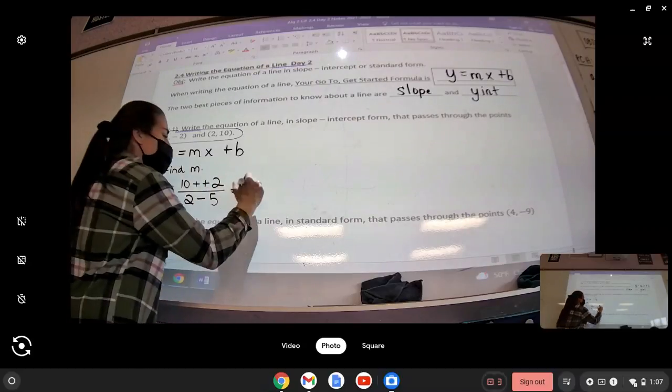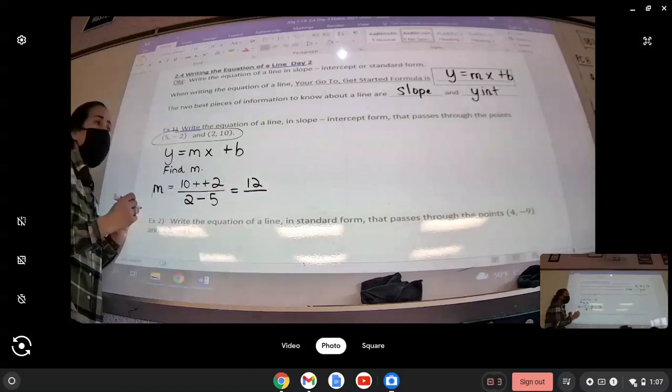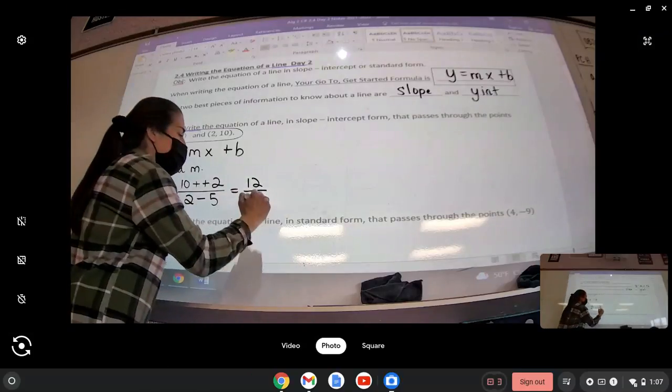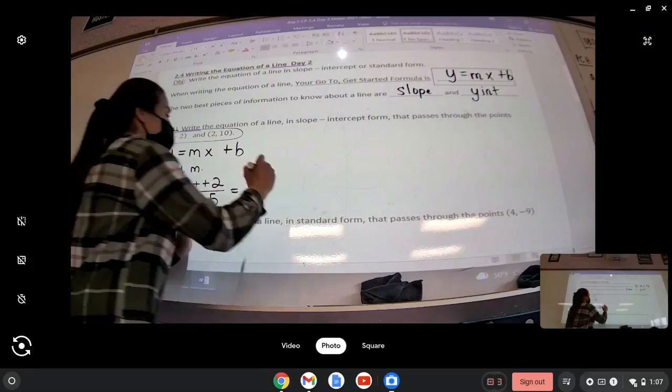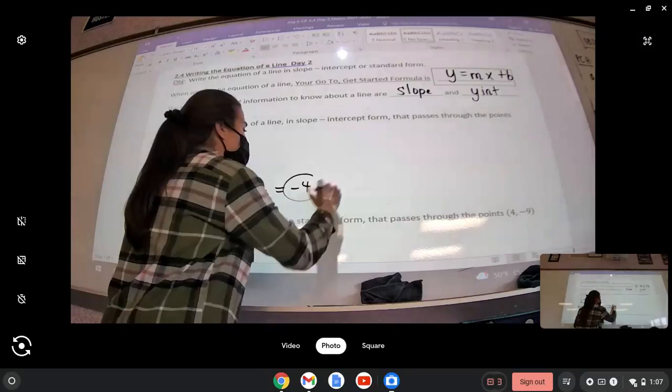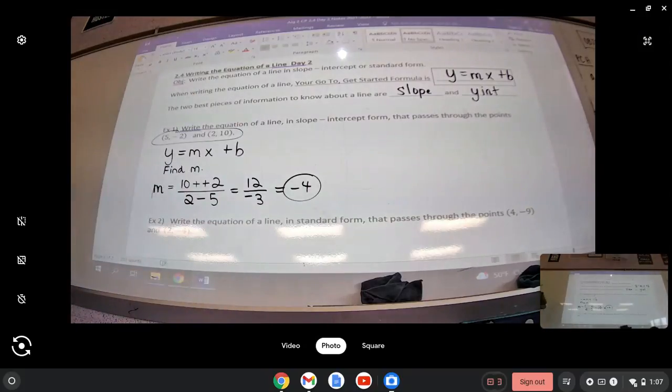Guys, what's 10 plus 2 on top? 12 over 2 minus 5? Oh, this is amazing. Guys, at the end of the day, slope is a fraction. So try to divide, try to reduce. What's 12 divided by negative 3? Which means our slope is a whole number. So I don't got to work with a fraction. I love when slope is a whole number.